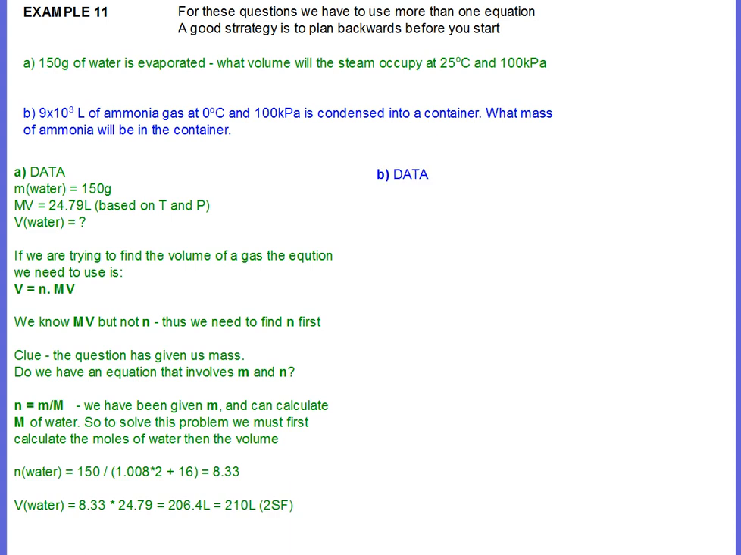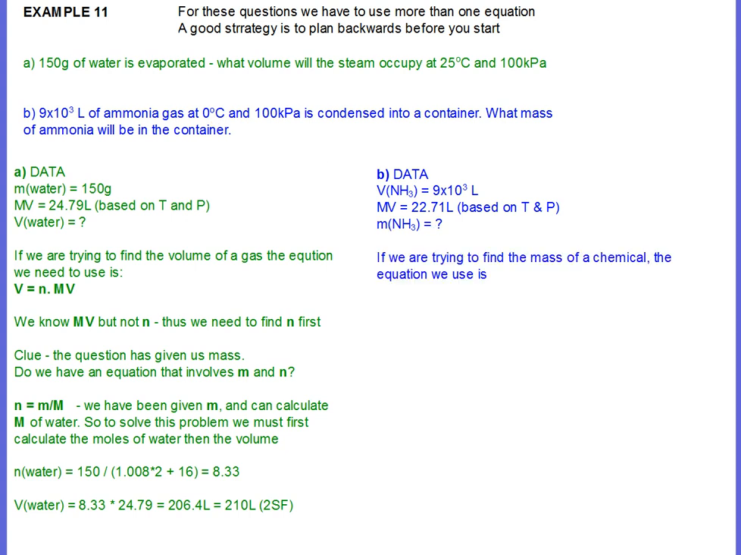Let's look at example B. We've got 9 times 10 to the 3, or 9,000 litres of ammonia gas at 0 degrees that was condensed into a container. What mass of ammonia will be in the container? So this time we're given a volume of gas. We've got to figure out what the mass of that gas is. So our data, we've been told the volume of ammonia. We can figure out the molar volume based on the fact that it's 0 degrees. We've been asked, what's the mass of ammonia though?